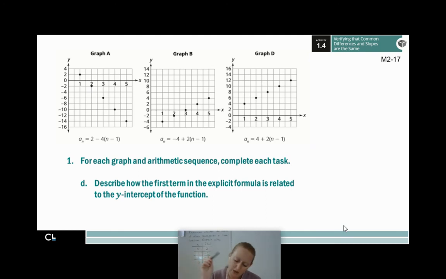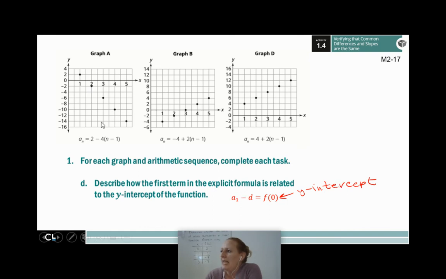Now, we said that our first term was the same thing as f of 1, right? If you plug in a 1, that's what you get. But we said that our y-intercept was what you get when you plug in 0. So here's how I thought of it. I realized if I took my first term and I subtracted my common difference, that would actually give me my y-intercept. So f of 0 is how we wrote it, but you can also make a little note here. That's our y-intercept.